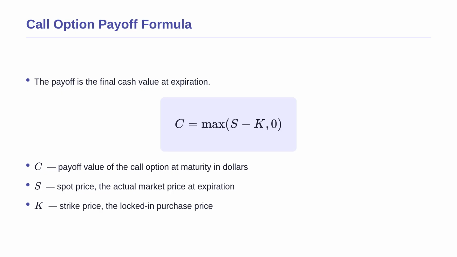The max function simply means we choose the larger of the two values. If the market price S is higher than K, you make a profit of S minus K. If S is lower, you walk away and the value is exactly zero. As the market price increases, your payoff increases.